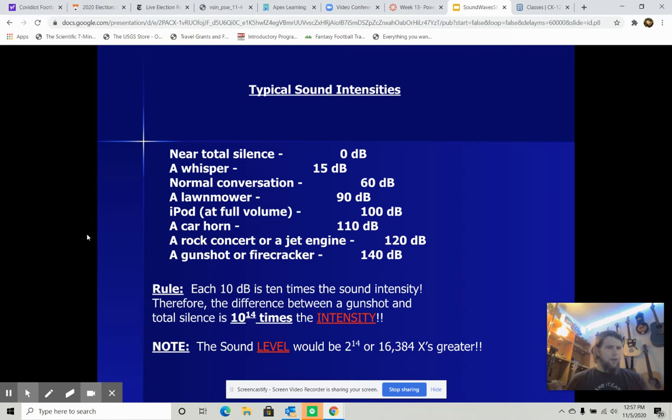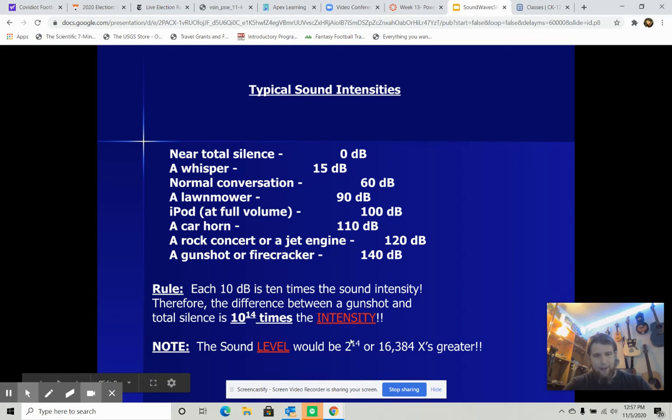We don't need to worry about the math too much, but the rule is that each 10 decibels is 10 times the intensity of sound. So if we took the gunshot and total silence, total silence being at 0 decibels and the gunshot being at 140, that would be 10 to the 14th times the intensity of the sound, quite a huge number. We don't really need to know much about getting these numbers, but just know that each 10 decibels is 10 times the sound intensity.